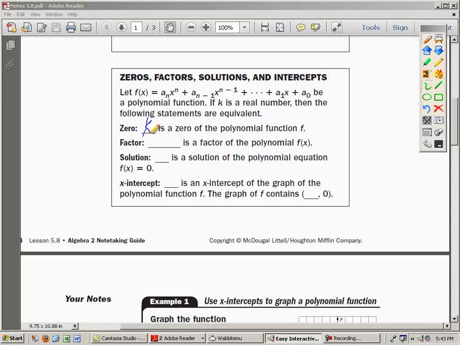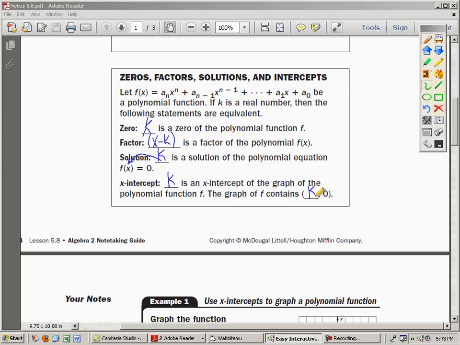If k is a zero, then we've talked about this, x minus k then is a factor. All right. We also say that k is a solution to that because, again, if we plug k into this thing, we're going to get that the function is equal to 0. We also know that k is an x-intercept of the graph, and so the graph contains the point (k, 0) because the value of k would be the x value that turns this function into 0.